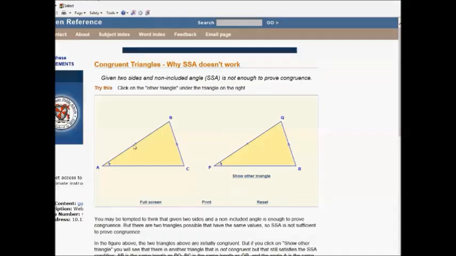Let's look at a picture. So in this diagram, notice I've got two sides and an angle that's not between these two sides that are marked. So these two sides are congruent to these two sides. The included angle would be the angle connecting these sides, this angle right here. So it's not the included angle, it's this angle over here.